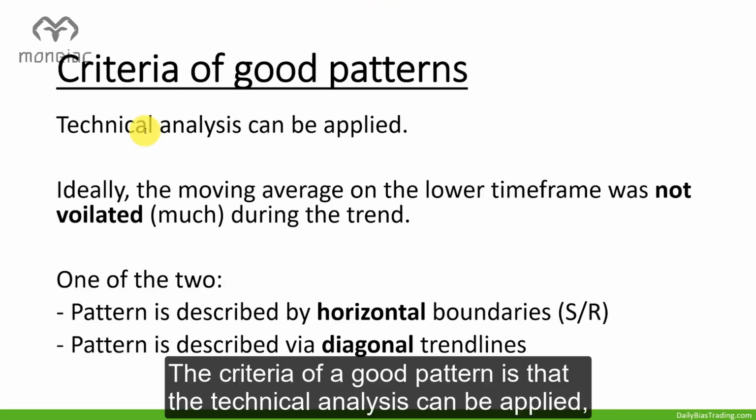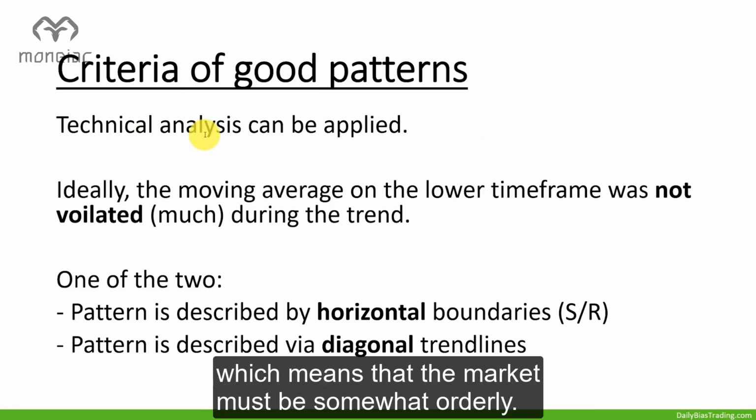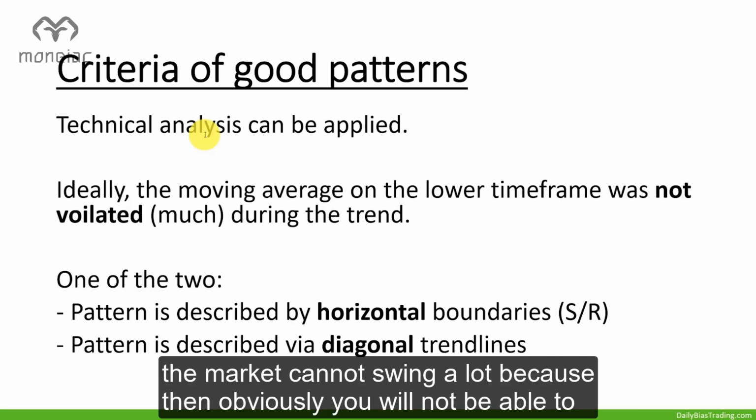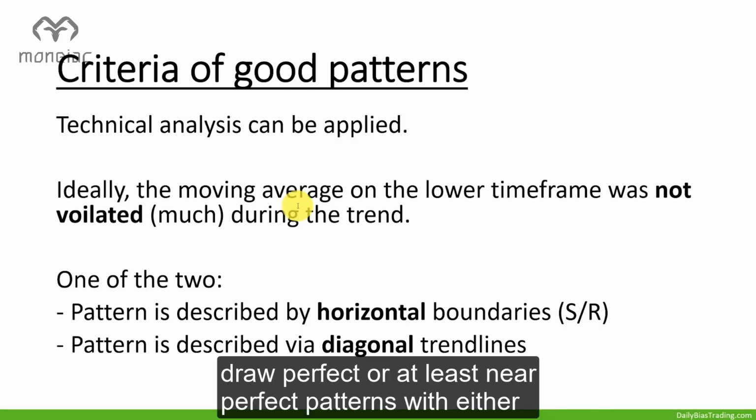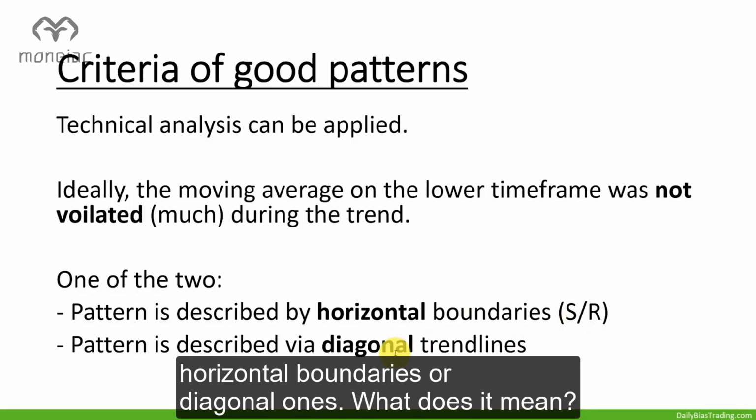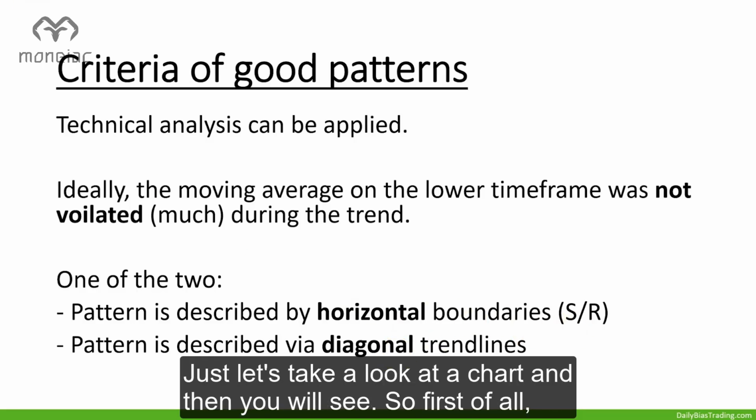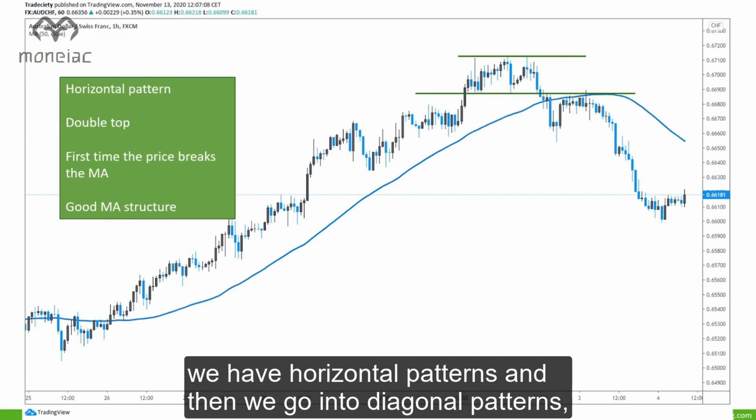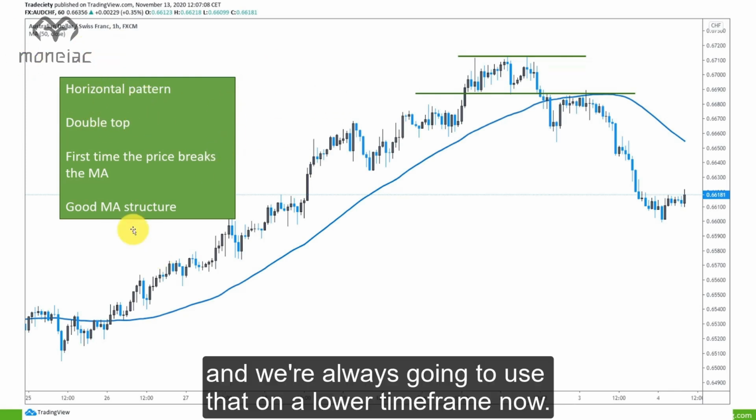The criteria of a good pattern is that the technical analysis can be applied, which means that the market must be somewhat orderly. You can't have a lot of volatility, the market cannot swing a lot, because then obviously you will not be able to draw perfect or at least near perfect patterns with either horizontal boundaries or diagonal ones. What does it mean? Let's take a look at the charts and then you will see. So first of all, we have horizontal patterns, and then we will go into diagonal patterns. And we're always going to use that on the lower time frame now.